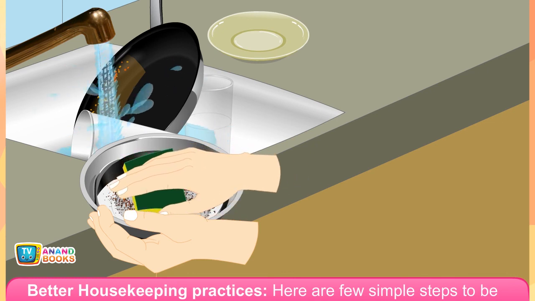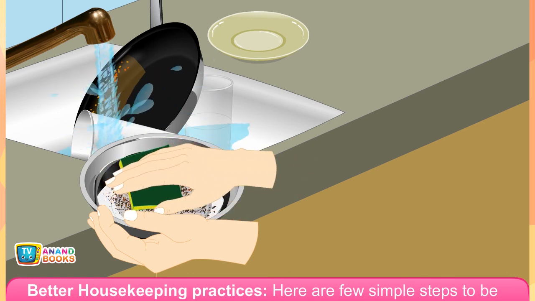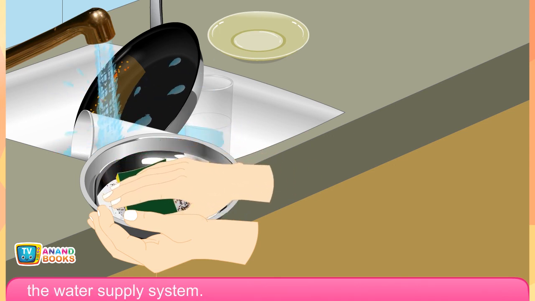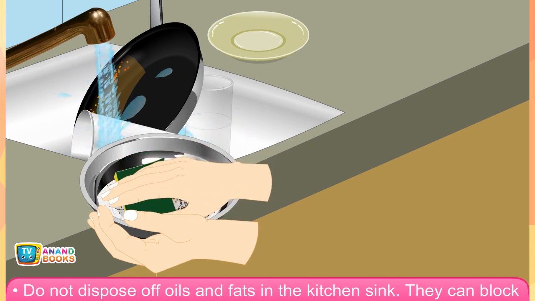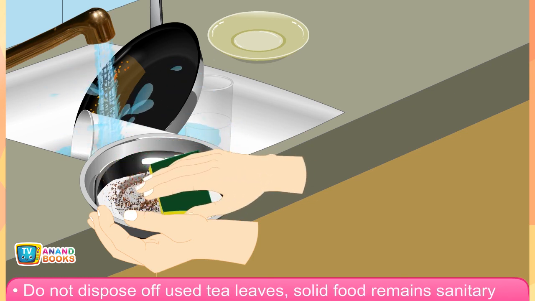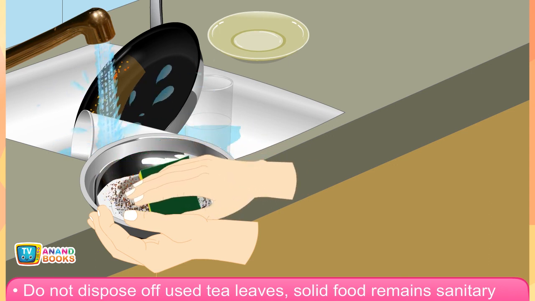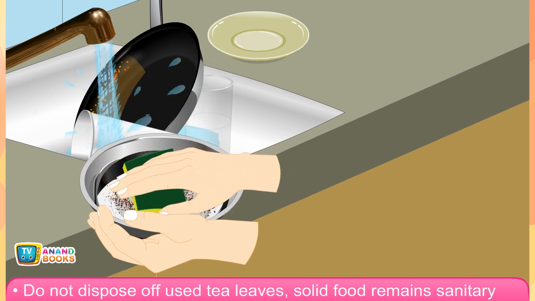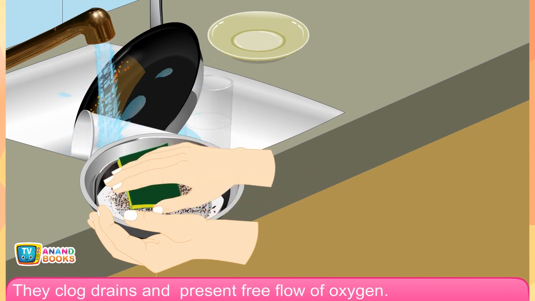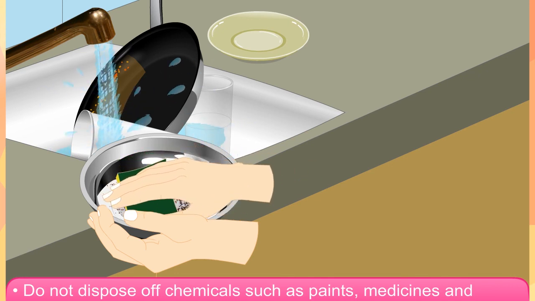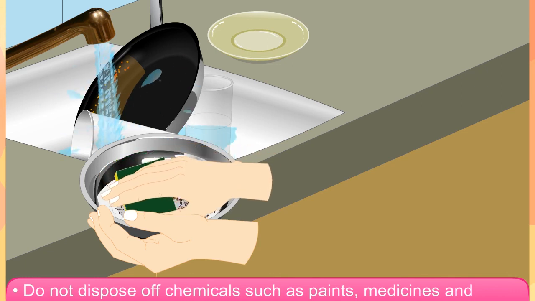Better housekeeping practices. Here are a few simple steps to be taken at home which can minimize the strain on the water supply system. Do not dispose of oils and fats in the kitchen sink. They can block your pipes. Do not dispose of used tea leaves, solid food remains, sanitary napkins, etc. in the kitchen sink or in the toilet. They clog drains and prevent free flow of oxygen. Do not dispose of chemicals such as paints, medicines and insecticides in the sink. They kill microbes that clean the water.